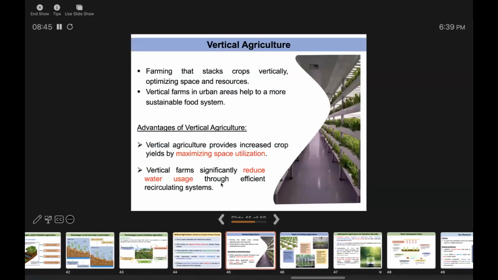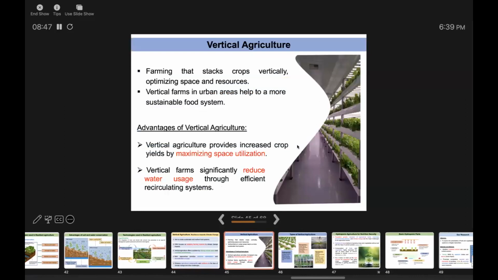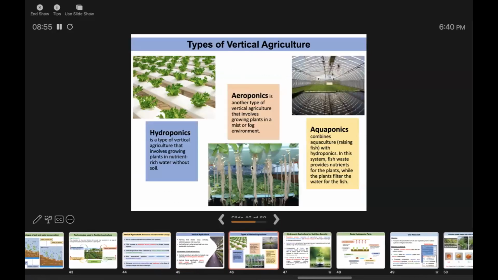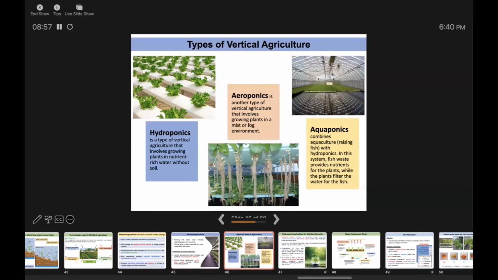So all of us know that it maximizes space utilization and also water use efficiency. And it is very popular in urban areas. There are three kinds: hydroponics, aeroponics, aquaponics. Hydroponics depends totally on the nutrient solution. Aeroponics is spraying the solution on the rooting zone of the plant. And aquaponics means crop production along with fish production. So this is aquaponics.